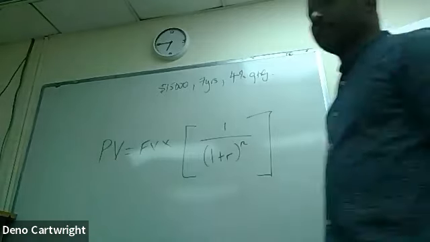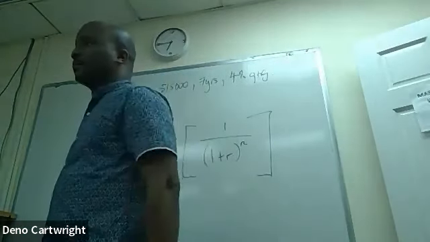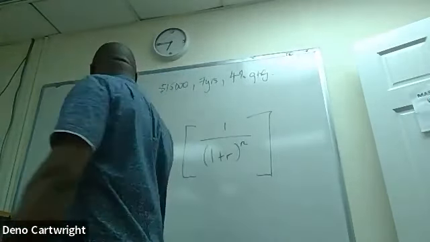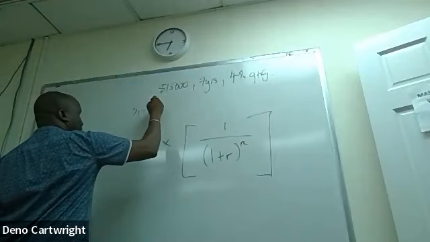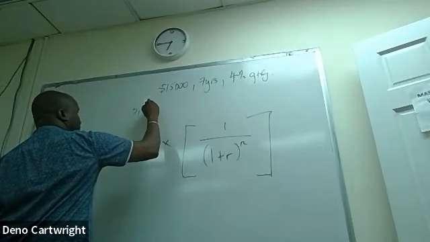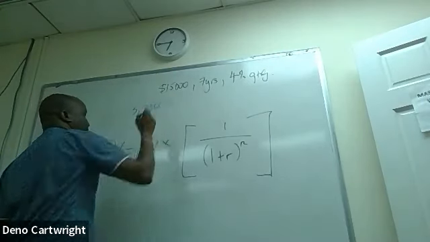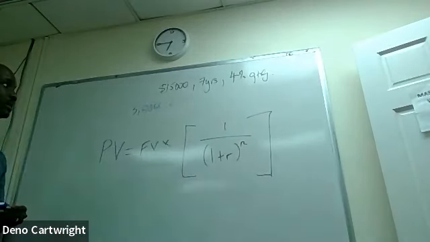All right. What did you get? $5,002.15. $5,002.16. What did you get? Same. Same thing? All right.